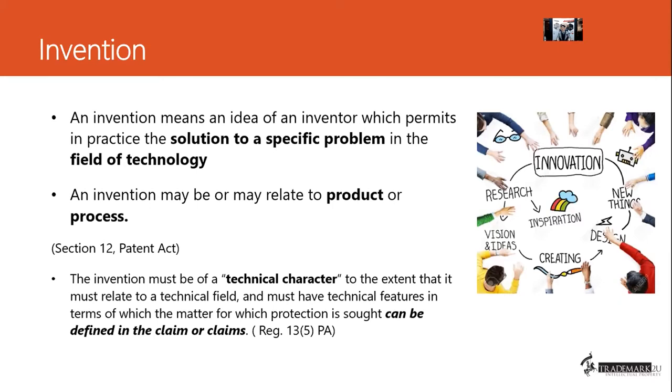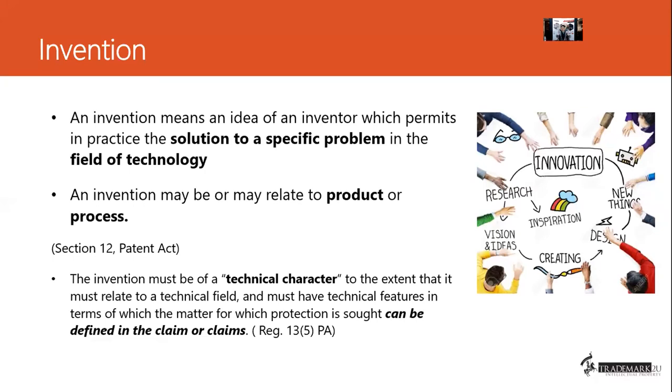So Regulation 13 sub 5 of the Patent Act says that an invention must be of technical character, all right? It cannot be anything else. It must relate to a technical field, a science field. It must be physics or chemistry or whatever, okay? You must have technical features, and they are written in the claims of the patent. I'll explain what that is later.